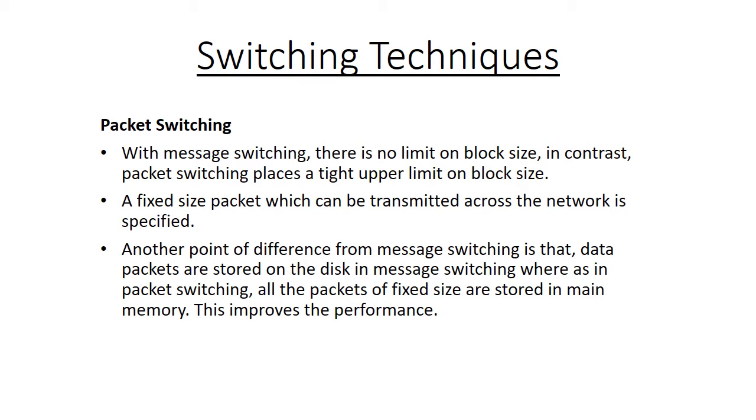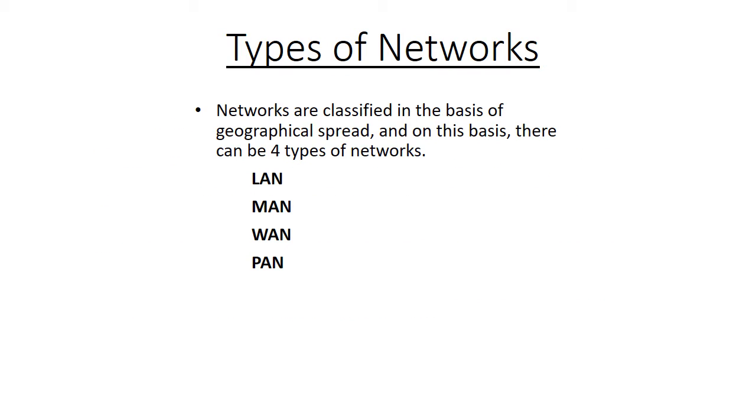Packet switching. With message switching, there is no limit on block size. In contrast, packet switching places a tight upper limit on block size. A fixed size packet which can be transmitted across the network is specified. Another point of difference from message switching is that data packets are stored on the disk in message switching, whereas in packet switching, all the packets of fixed size are stored in main memory. This improves the performance.